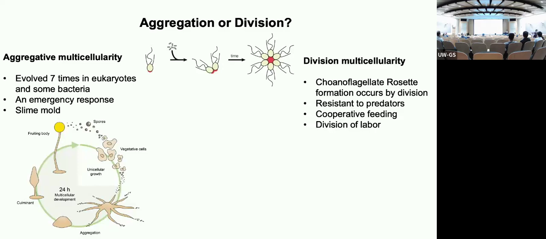All right. So the idea is that this might make them resistant to predators. It may facilitate cooperative feeding. And I think the most important thing that multicellularity allowed was this concept of a division of labor.